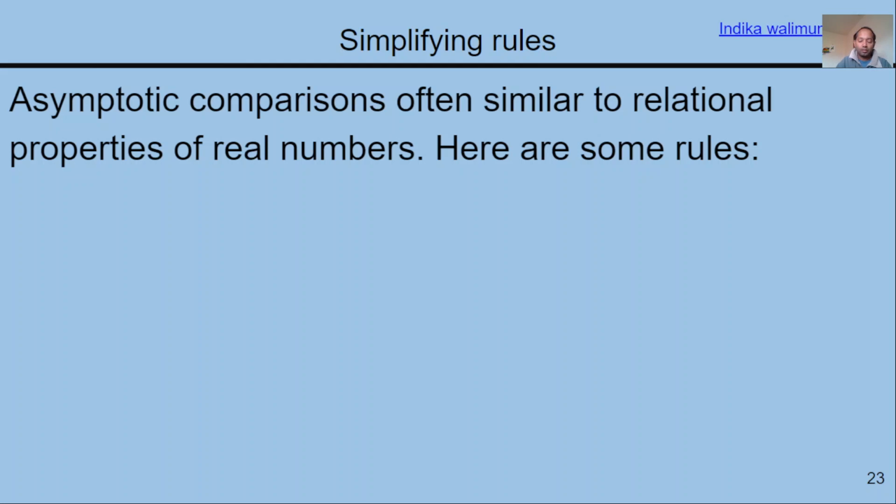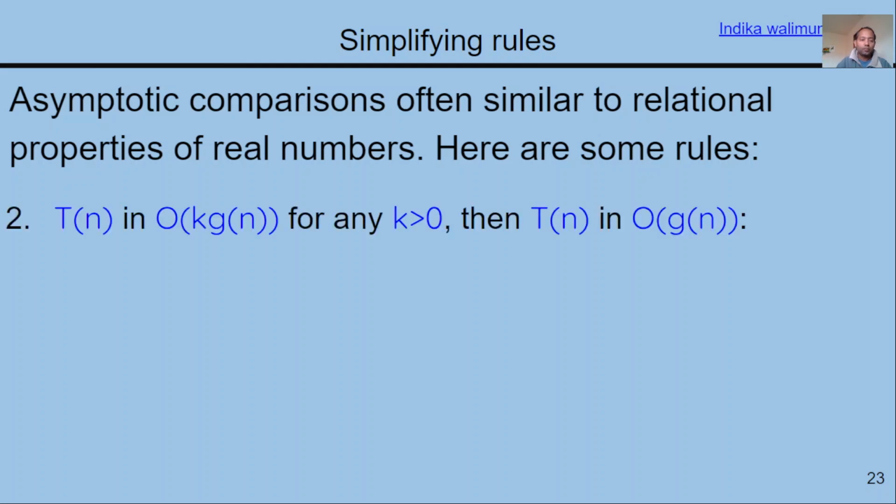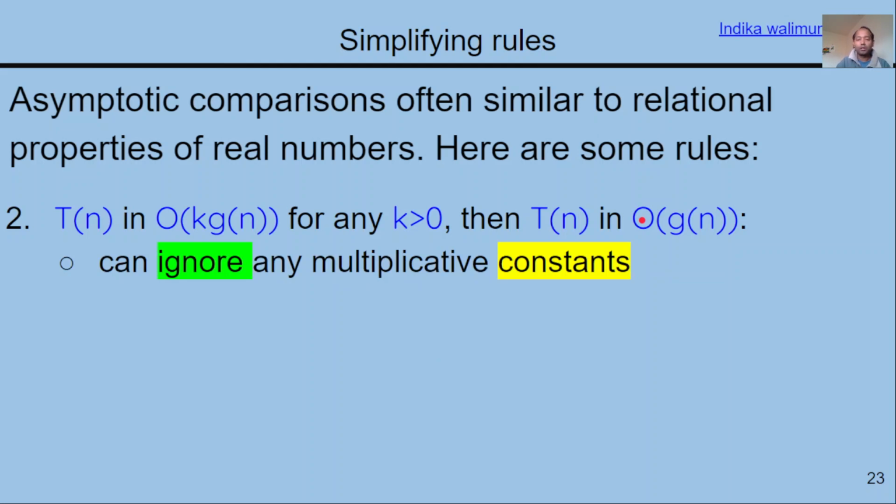All right. So let's go to the second rule. Okay. So if there's a constant factor k, and if k is greater than 0, then we can basically say Tn is in big O of Gn. Okay. And it's valid for any notation.